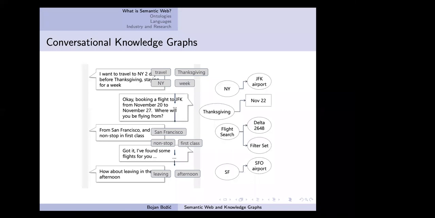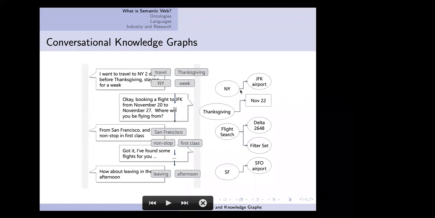Right? And the system would have to understand what you actually mean by that, right? So we would extract the travel information. We would extract Thanksgiving as a date, and we would need to browse the knowledge graph actually to tell us what day Thanksgiving is going to be. And this is especially interesting if it's, let's say, a holiday that's not on the same day every year. Then we know that you want to go to New York for a week.